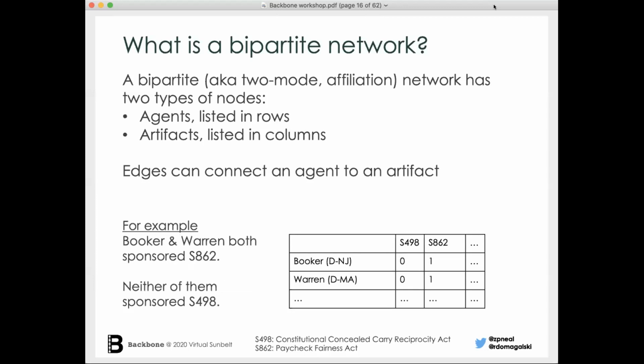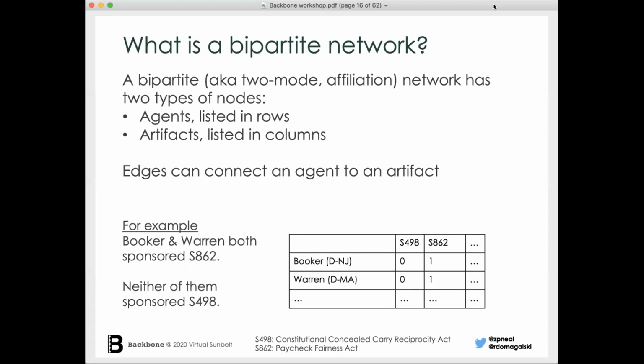So in a bipartite network, the edges can only connect an agent to an artifact. In a bipartite network, edges never exist between two agents or between two artifacts, but only between an agent and an artifact. So in this example, we can use edges to represent senators sponsoring bills.